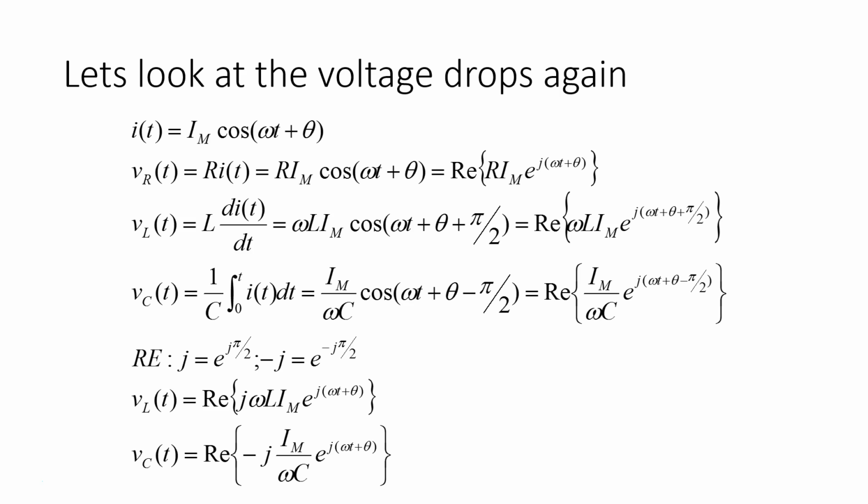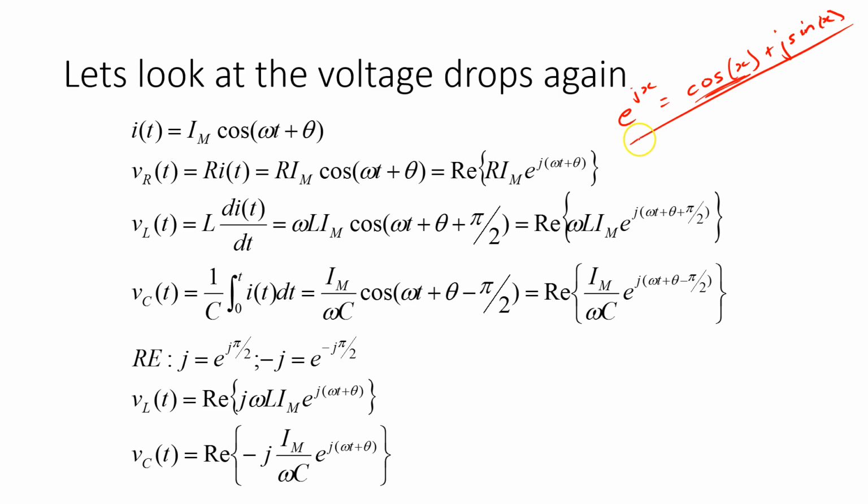So let's look at these voltage drops again. And this time we're going to represent them in exponential form using Euler's identity. And if you remember Euler's identity, it says e to the jx is equal to cos x plus j sin x. So that is the identity we're going to use to represent these things in exponential form. So the cosine term here, you could see, is the real part of the exponential form.